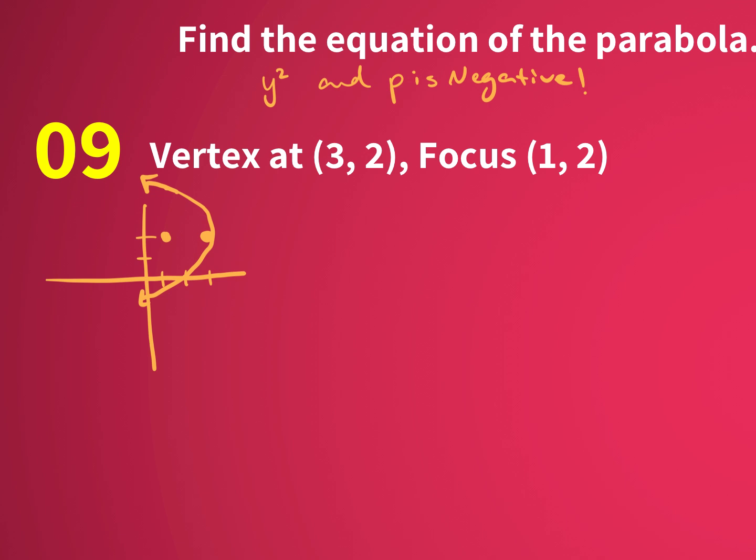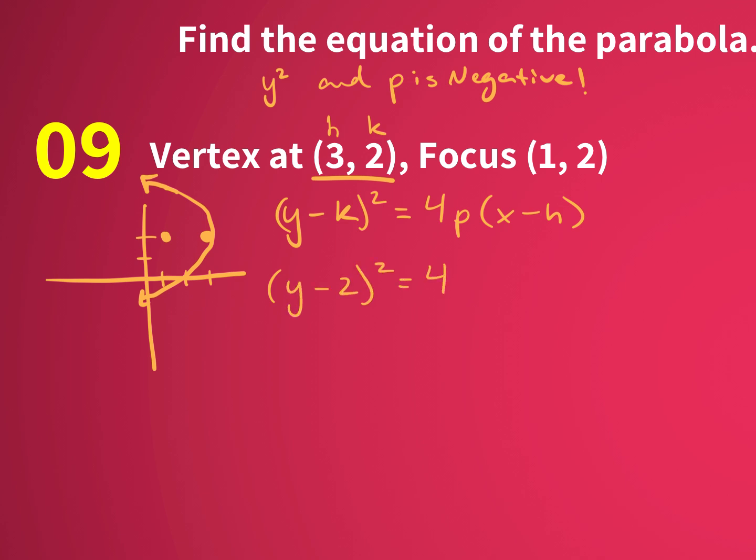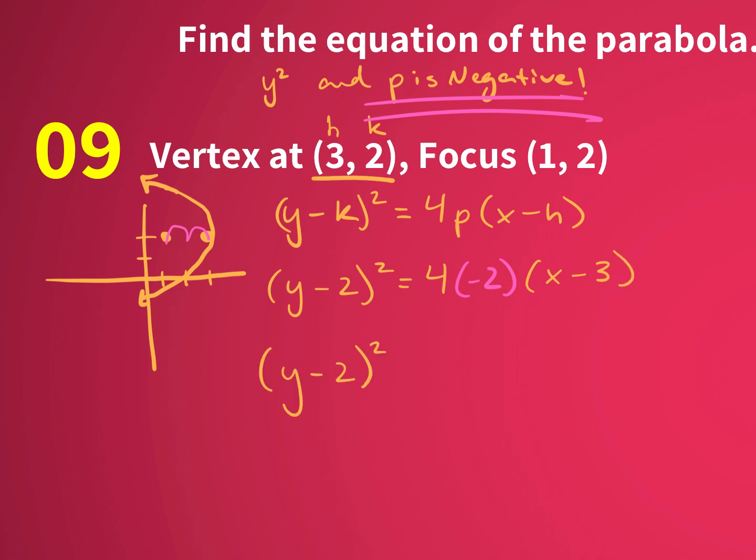Our vertex is not at 0, 0 here, so we're using the equation y minus k squared is equal to 4p times x minus h. Be careful here because the first number is your h, the second one's the k. So the first number goes with the x, the second one goes with the y. So y minus 2 squared is equal to 4p. P is the distance from the vertex to the focus. So we go 1, 2. So p would be negative 2 because we said that it's negative, times x minus h, which is 3. So y minus 2 squared is equal to negative 8 times x minus 3.